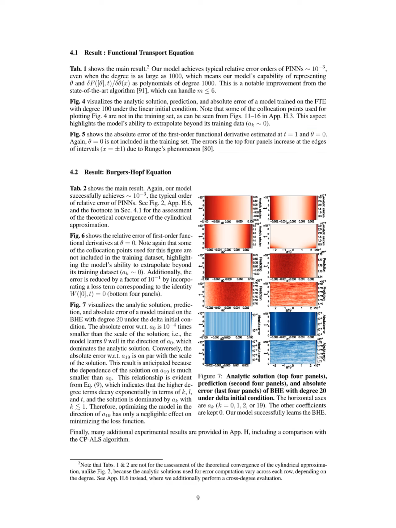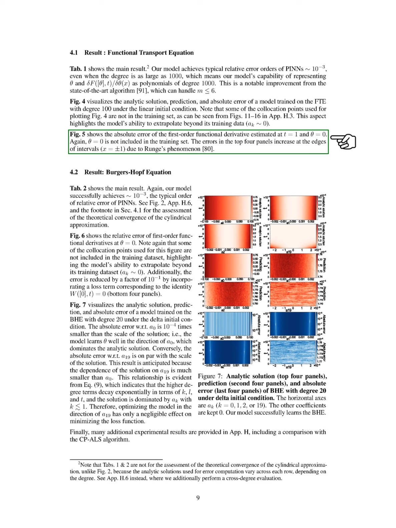Section Summary. In this section, we numerically solve the functional transport equation, FTE, and boundary heat equation, BHE, using a 4-layer physics-informed neural network, PINN, and evaluate our model's performance through absolute and relative error metrics. Our results demonstrate that our model achieves a typical relative error of approximately 10⁻³ even at high polynomial degrees, significantly improving upon existing algorithms and showcasing its ability to extrapolate beyond the training data.